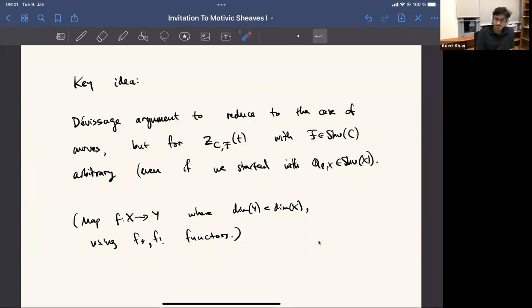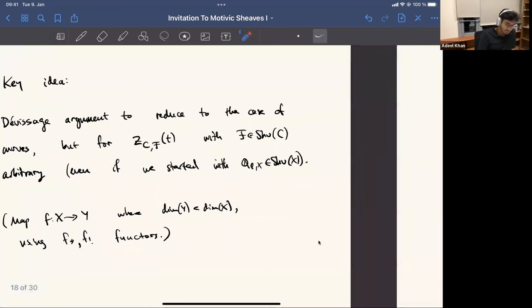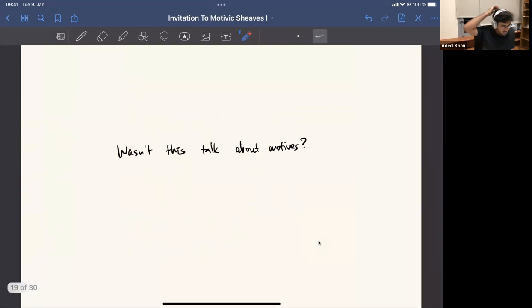And so, just in one sentence, the key idea of this reduction is that locally, let's say you assume X is affine, then you map your X onto something lower dimensional locally, and then you use these functorialities to push forward your sheaf onto this guy and work with that thing. So eventually, you keep reducing the dimension until you get to a curve. So that's some kind of intuition behind the proof.